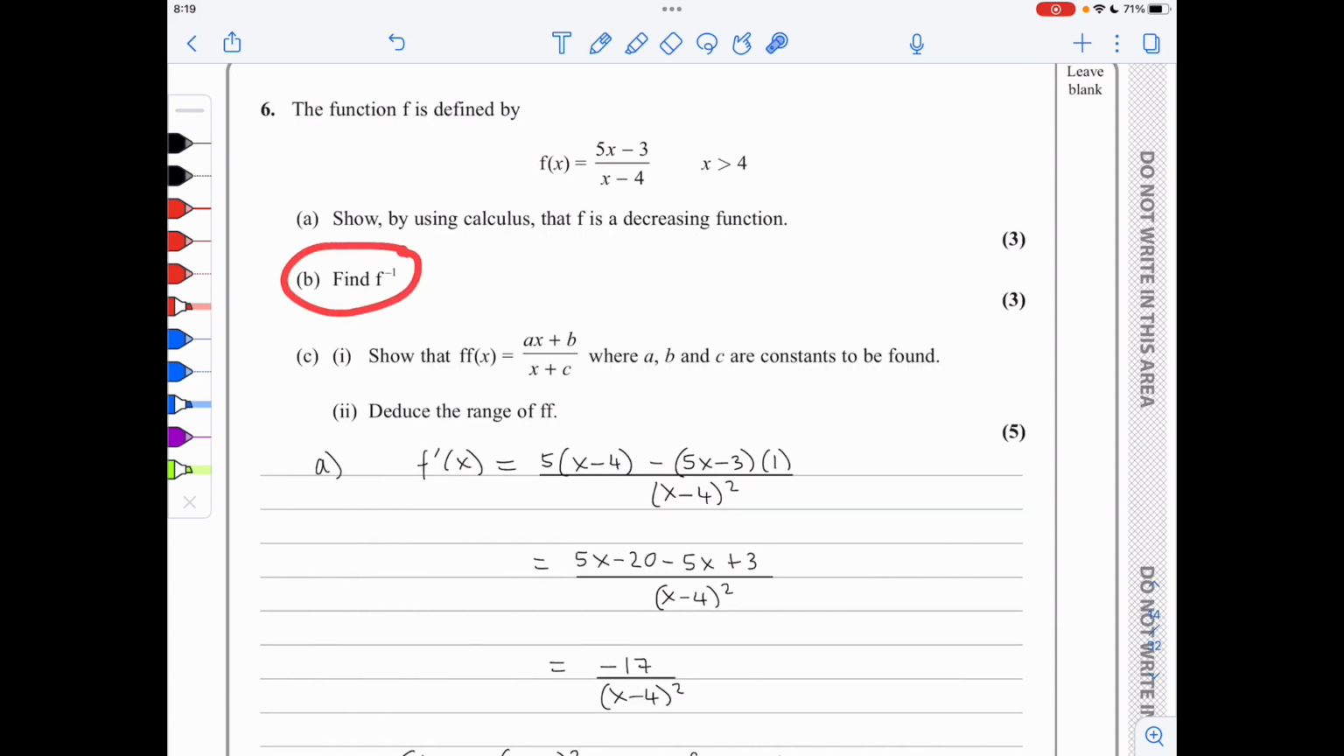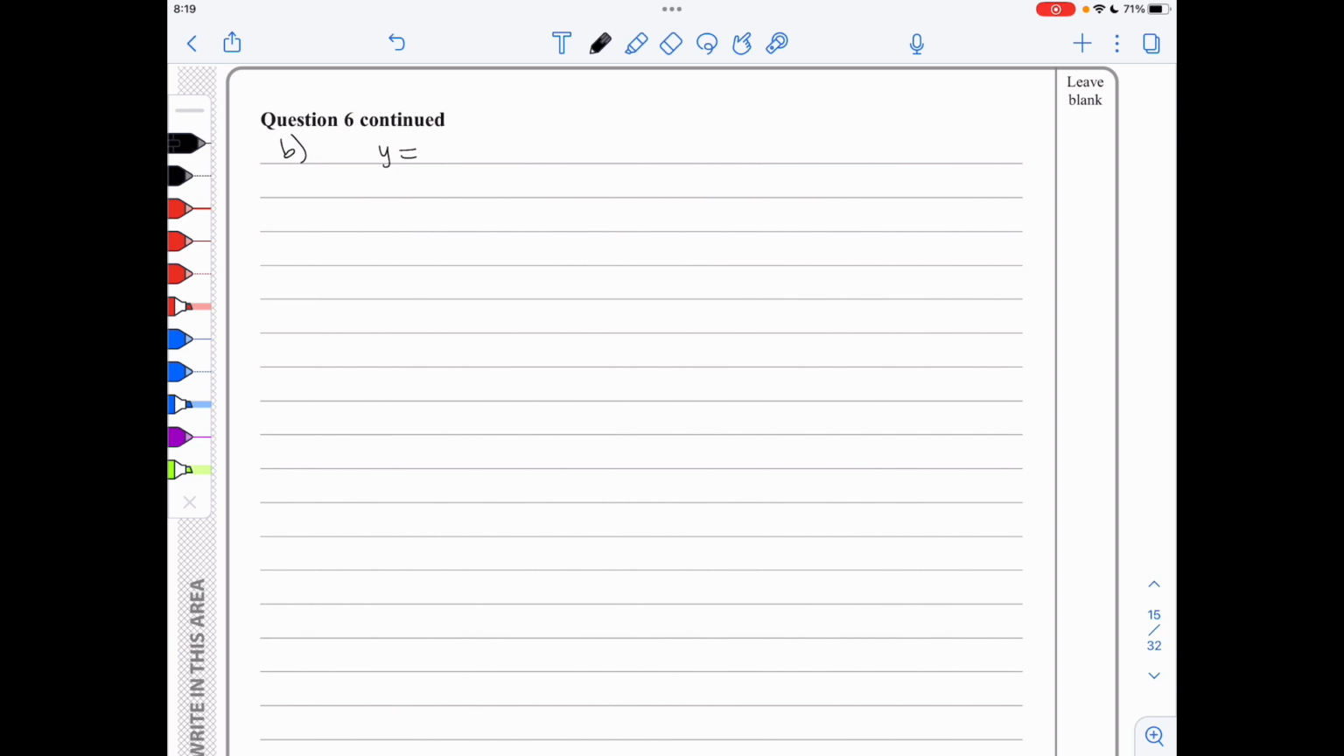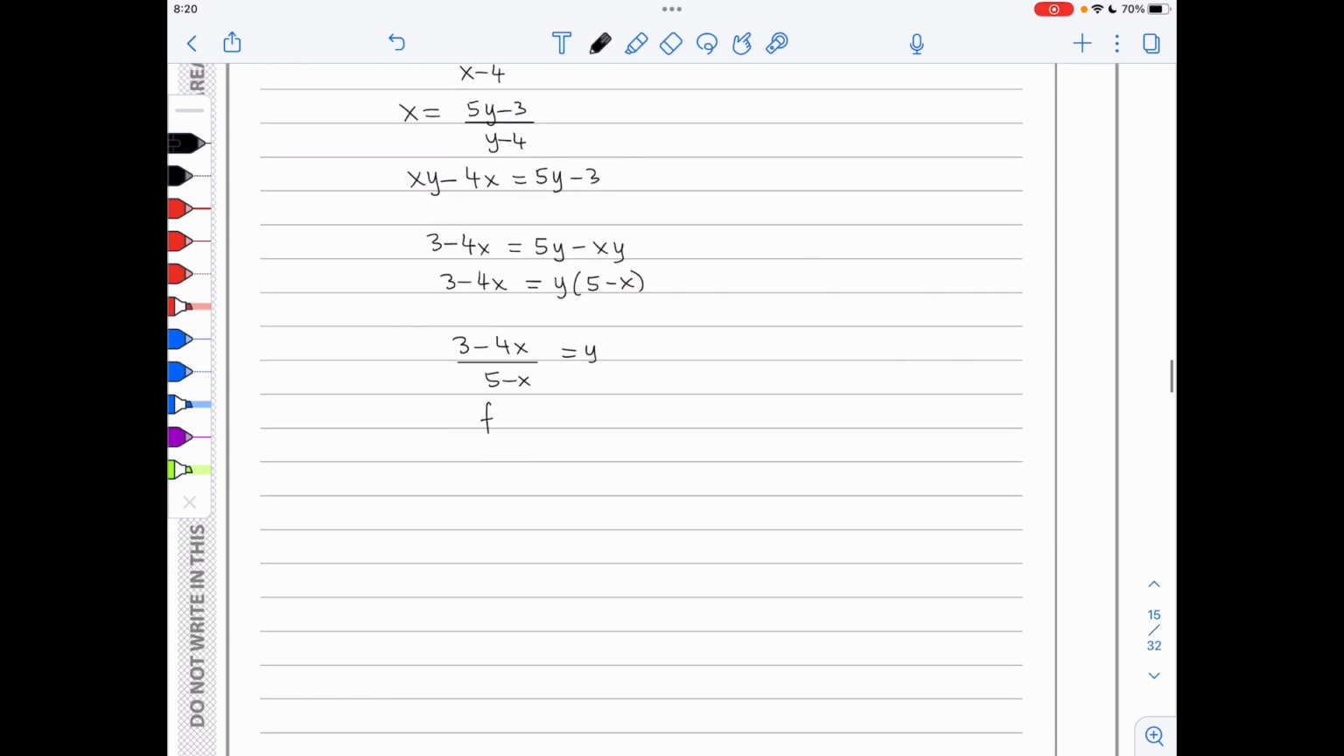In part B, we need to find f inverse. So we follow the usual approach of starting by writing y is equal to (5x - 3)/(x - 4). I will interchange x and y. So x is (5y - 3)/(y - 4). I will cross multiply to get xy - 4x is 5y - 3, which leads to 3 - 4x is 5y - xy, and therefore 3 - 4x is y(5 - x). So we've got (3 - 4x)/(5 - x) is equal to y, and therefore f inverse of x is (3 - 4x)/(5 - x).